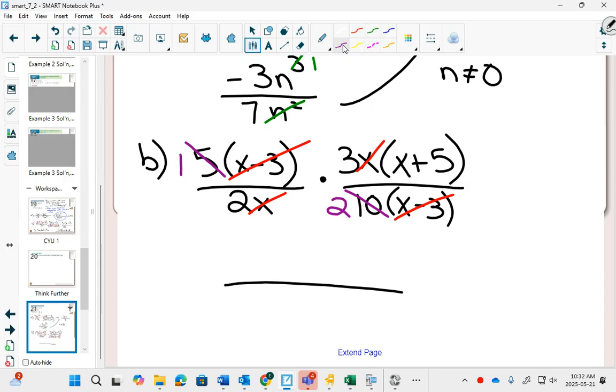What about my numbers on the top? 1 times 3, that's a 3. Do I have any variables or any other factors left on top? Yes, I have an x plus 5. Numbers on the bottom, now I have a 2 times a 2, which is a 4. Do I have any variables left on the bottom? No.